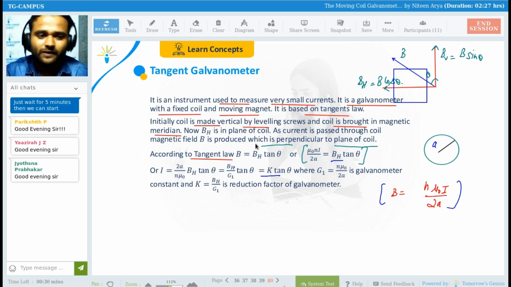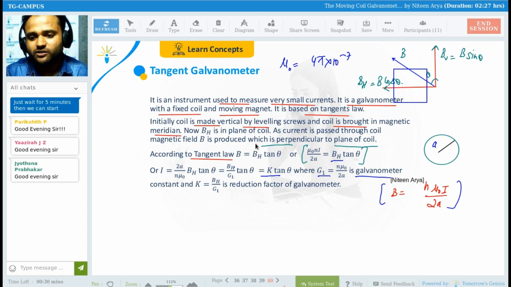Why so? Because n is number of turns, mu naught is permeability, that is constant. Mu naught you guys know, 4 pi into 10 to the power minus 7 Weber per meter square, and n number of turns and 2A. So that we can put constant, which is known as a galvanometer constant. And K equals BH upon G1 is the reduction factor of a galvanometer.